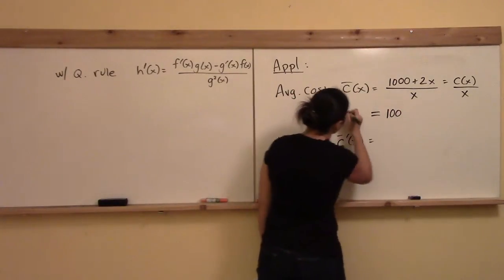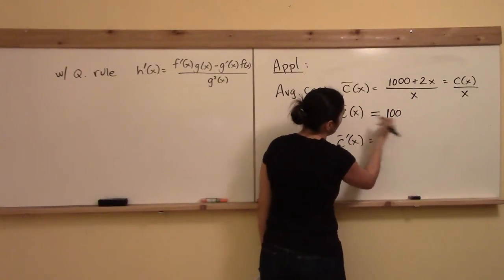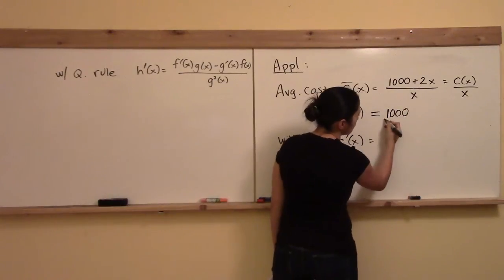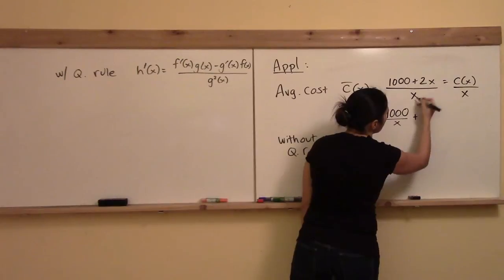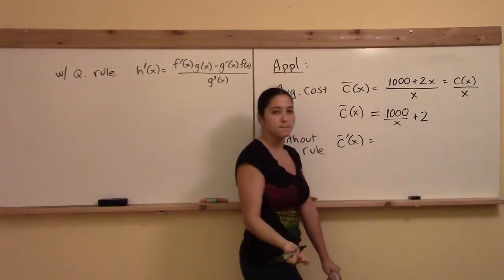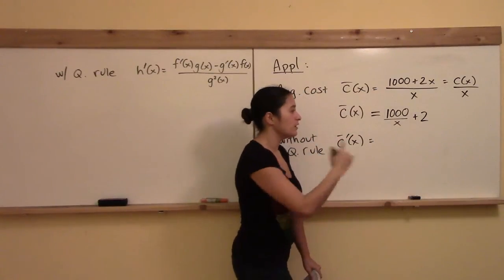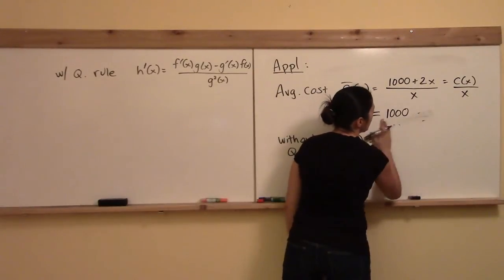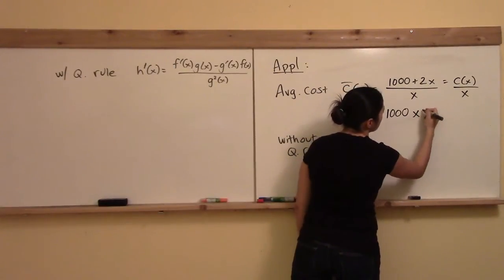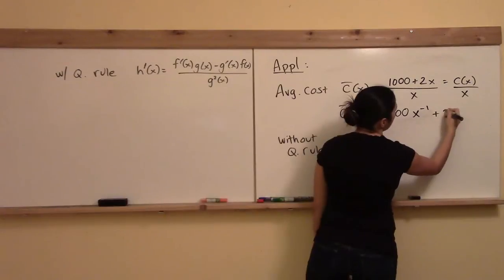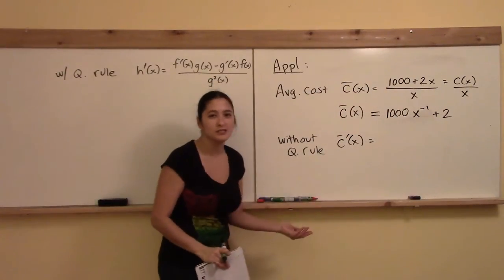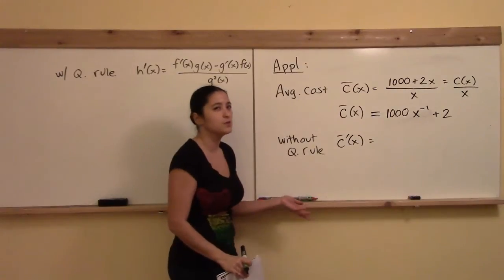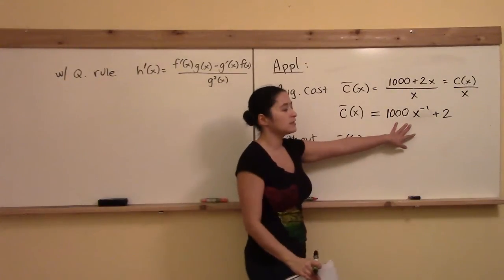I'd rather just take c bar of x and rewrite it as 1000 over x plus 2x over x, which is 2. But I'm going to go even further than that. 1000 over x is actually the same thing as 1000x to the minus 1, and then plus 2. Alright, that's my easiest form. I don't have any x's on the bottom, so it doesn't appear to be a quotient. It just looks like a negative power.